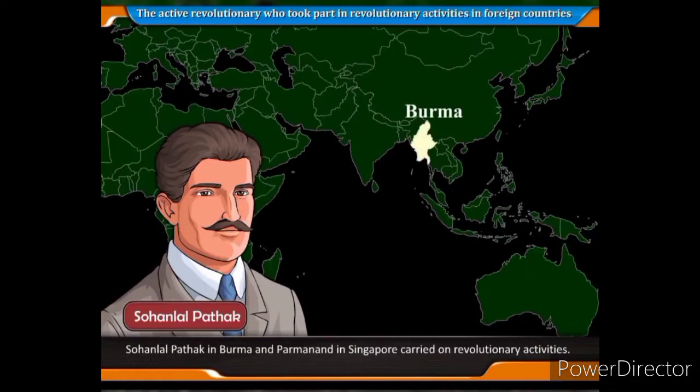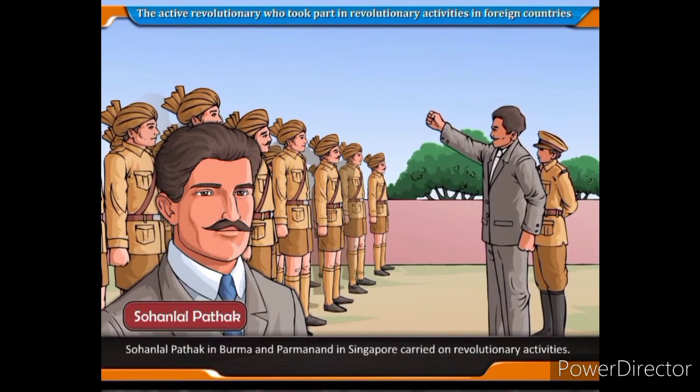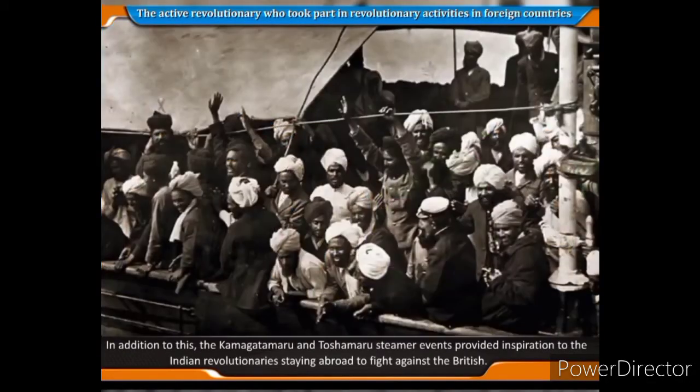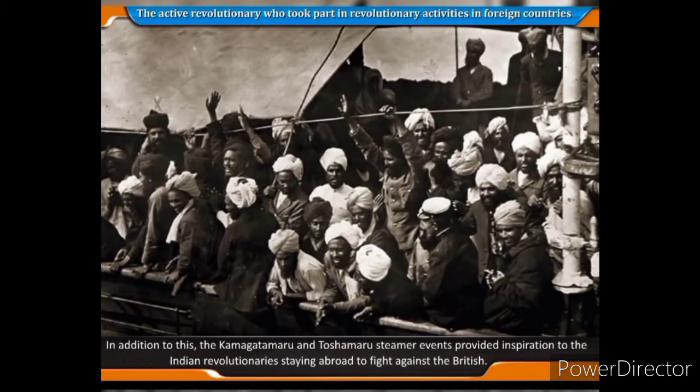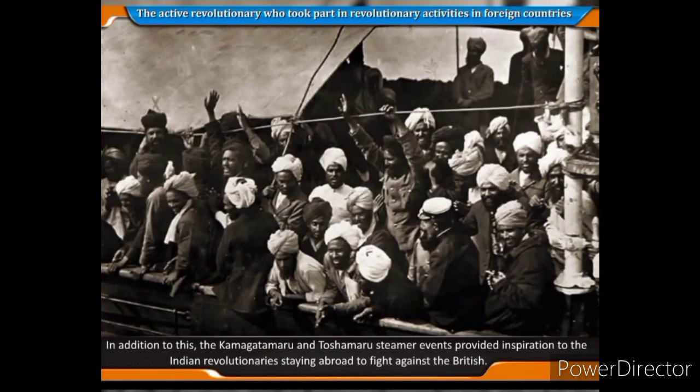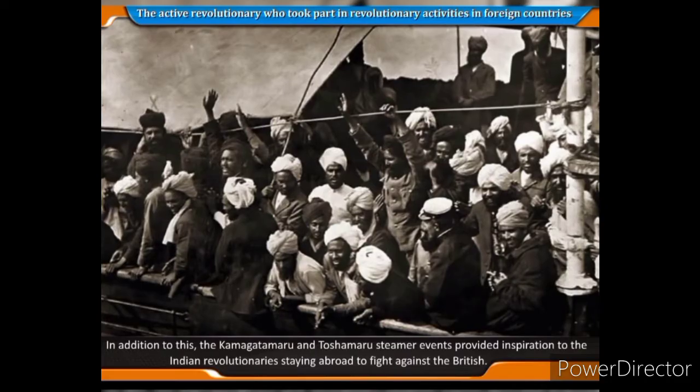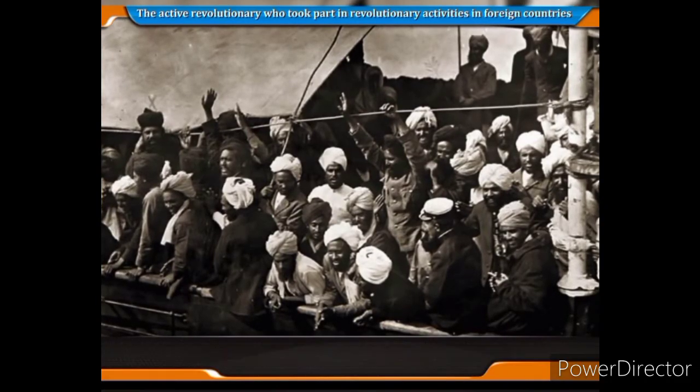Sohanlal Pathak in Burma and Parmanand in Singapore carried on revolutionary activities. In addition to this, the Komagata Maru and Tosha Maru steamer events provided inspiration to the Indian revolutionaries staying abroad to fight against the British.